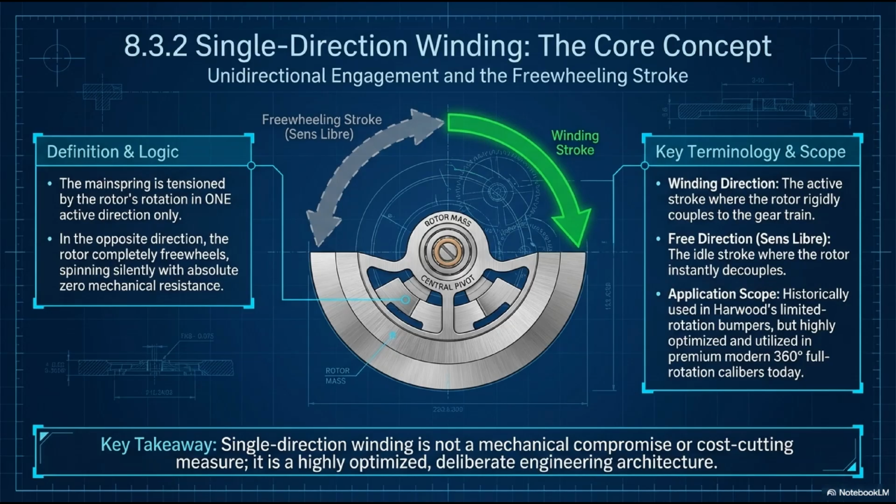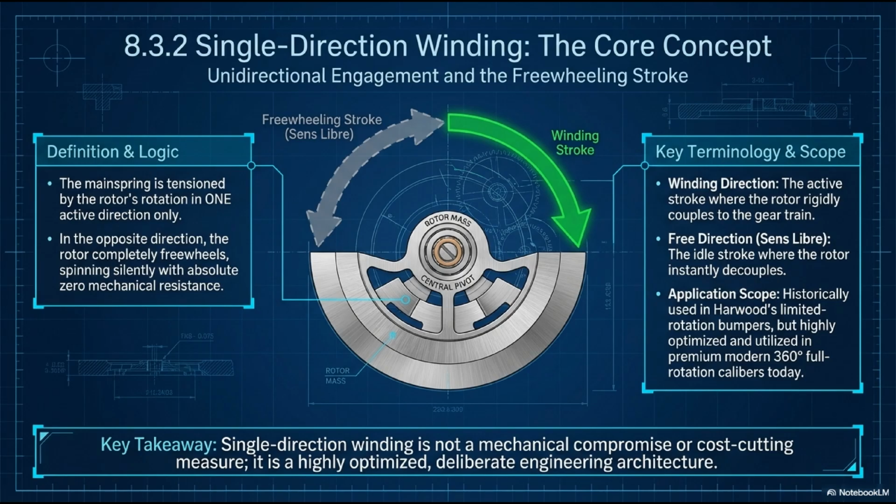Now we arrive at a fascinating engineering debate, single-direction winding. Let's explore the core concept of unidirectional engagement and the freewheeling stroke. Look at the definition and logic. In a single direction system, the mainspring is tensioned by the rotor's rotation in one active direction only. If the rotor spins clockwise, it winds the watch. But in the opposite direction, the rotor completely freewheels. It spins silently, rapidly, with absolutely zero mechanical resistance, winding nothing.